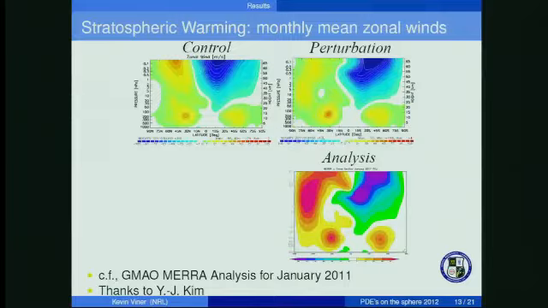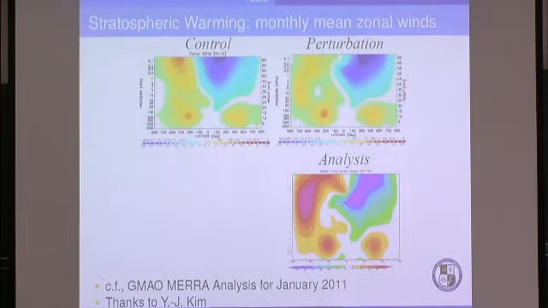So first and foremost, Y.J. Kim, who provided these figures, was looking at a stratosphere warming case back in January 2011. He ran the control case, just let it go for a month from a cold start. So here's the control case, here's the perturbation theta advection, and these are monthly mean zonal winds. And then down here is the NASA analysis.